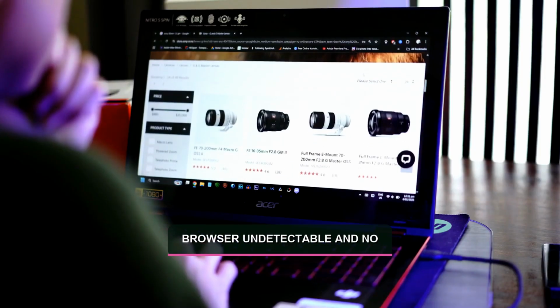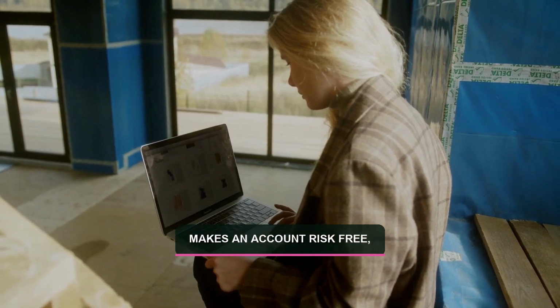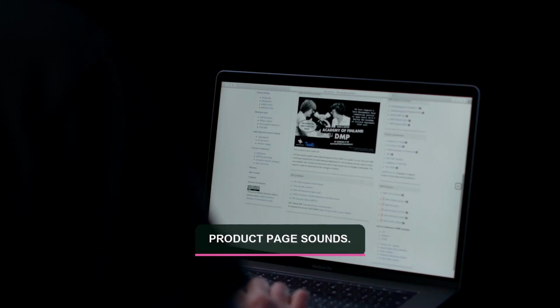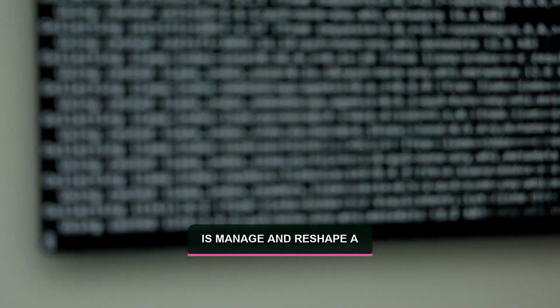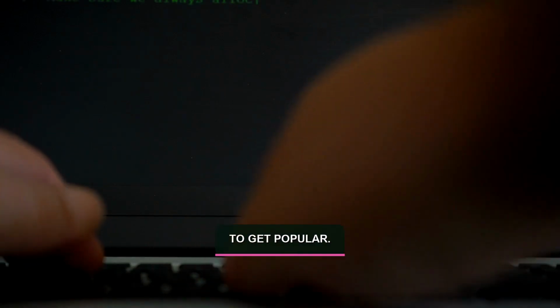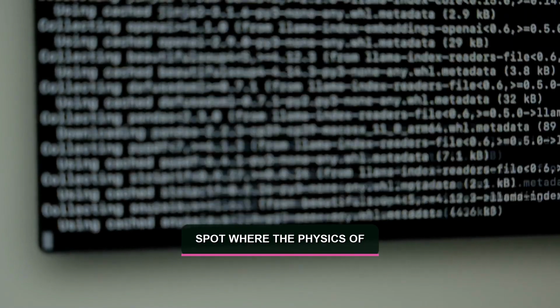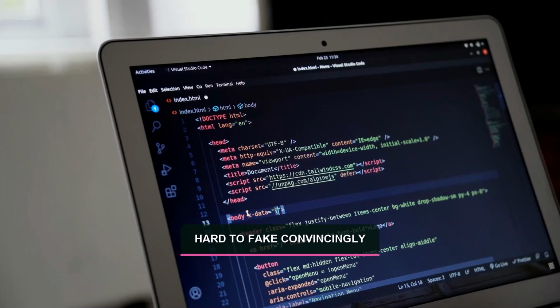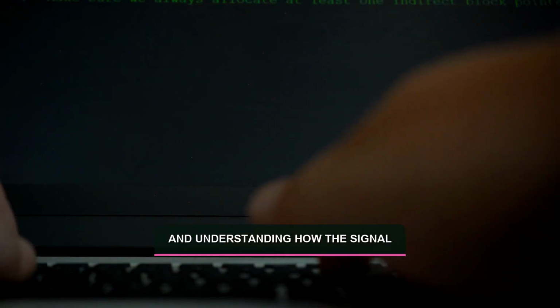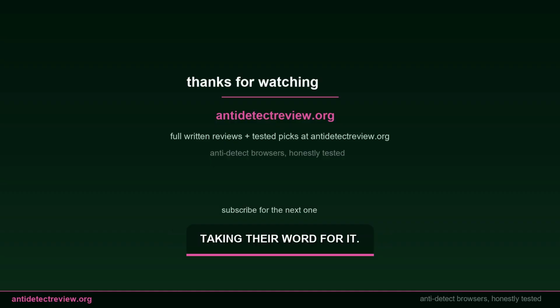None of this makes a browser undetectable, and no setup, real hardware included, makes an account risk-free, no matter how confident a product page sounds. What these tools actually do is manage and reshape a specific set of signals, and detection systems keep adjusting to whatever workaround happens to get popular. The hardware and sensor layer just happens to be one spot where the physics of a real device are genuinely hard to fake convincingly on a machine that never had that hardware in it. And understanding how the signal gets generated is what lets you judge a tool's claims for yourself, instead of just taking their word for it.